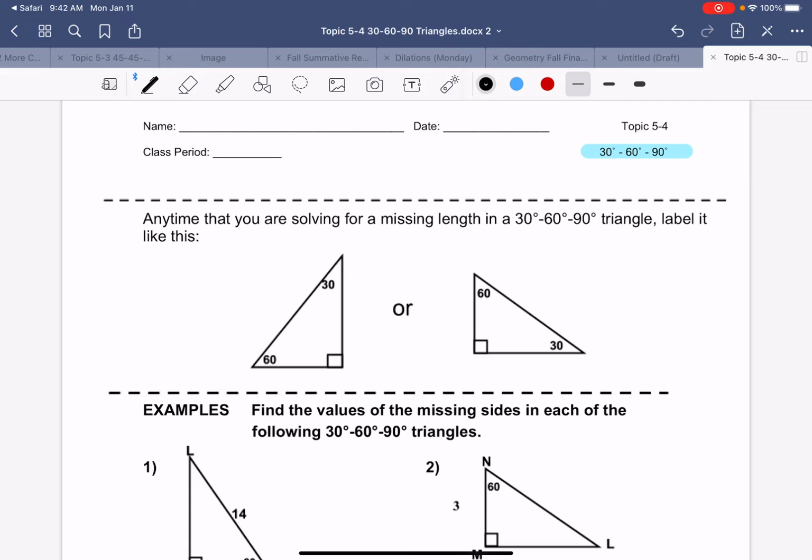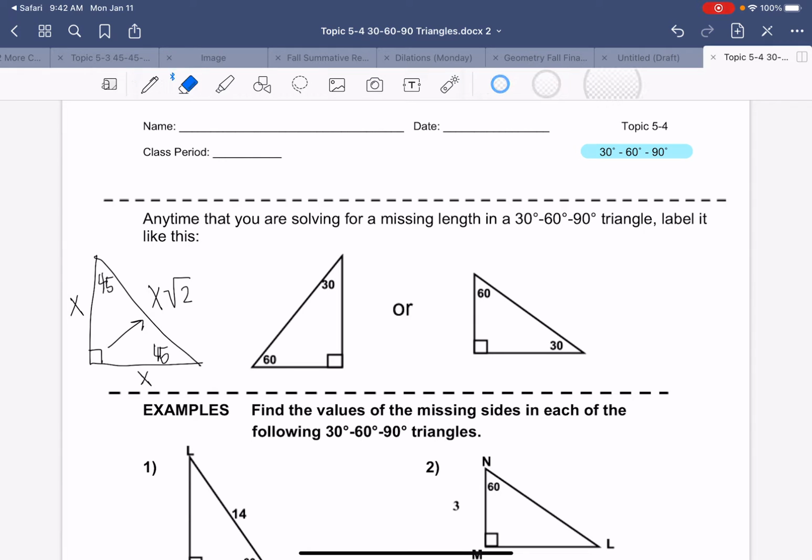If we remember, in a 45, 45, 90 triangle, our angle measures were 45 degrees, 45 degrees, and 90 degrees. Because the 45 degrees were congruent, the side lengths, the legs of this triangle, were congruent, and the hypotenuse, across from the 90-degree angle, is whatever the legs were times the square root of 2, which made it just a tiny bit bigger, because the square root of 2 is approximately 1.41.